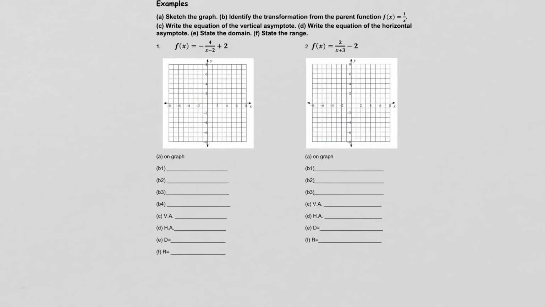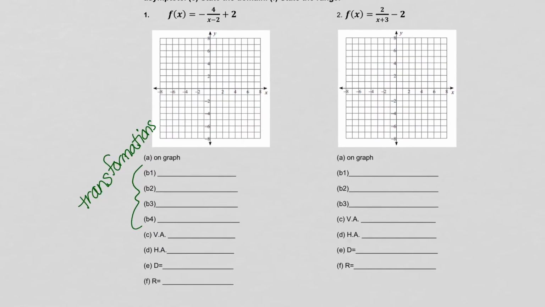So I'm going to kind of write down, because I'm going to zoom in a little bit, see what this wants. A, it wants me to sketch it. B, all of these are B. Okay, so these are the transformations. And then C, it wants the equation of the vertical asymptote. D, it wants the horizontal asymptote. E, domain, and F, range. Okay, we got that.